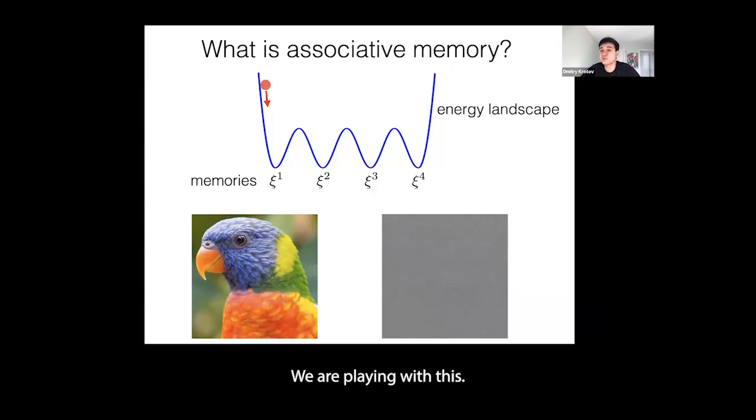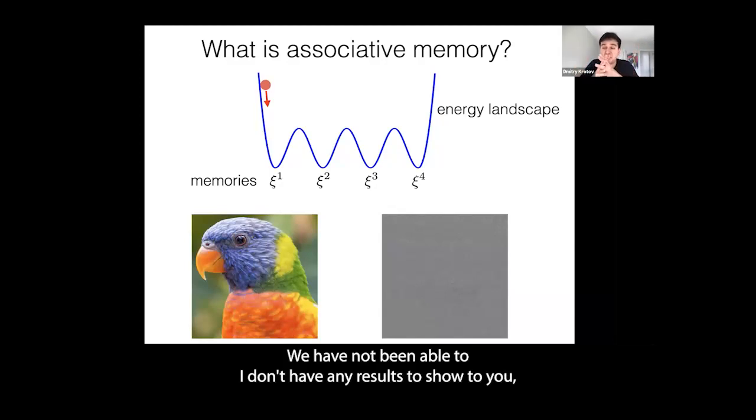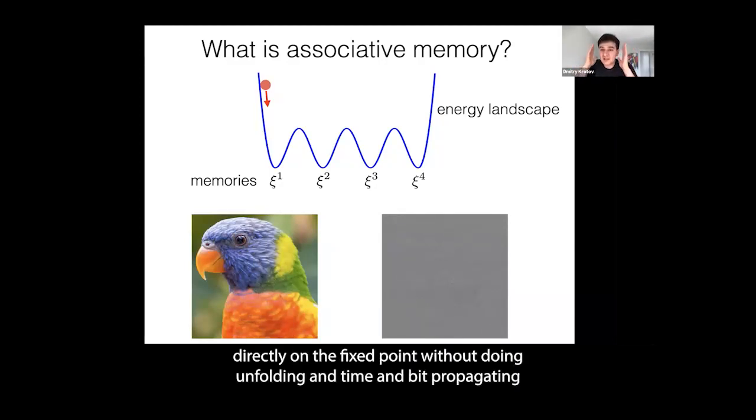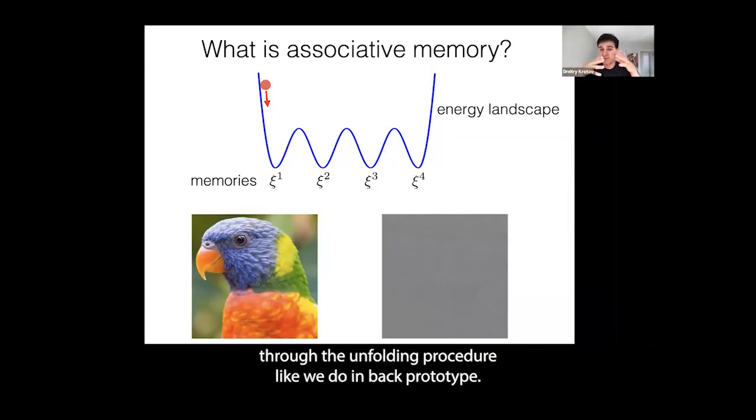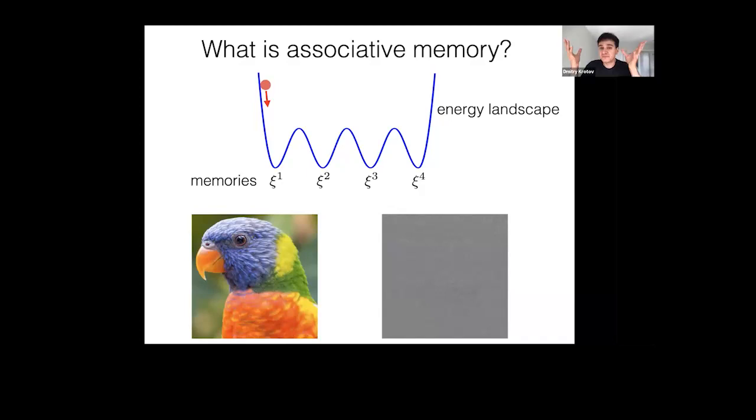Perfect idea. All those methods should work for our systems. We are playing with this, but I don't have any results to show you. Indeed, you can write an implicit equation directly on the fixed point without unfolding in time and backpropagating through the unfolding procedure, like we do with backprop through time. That should save some compute time during training.